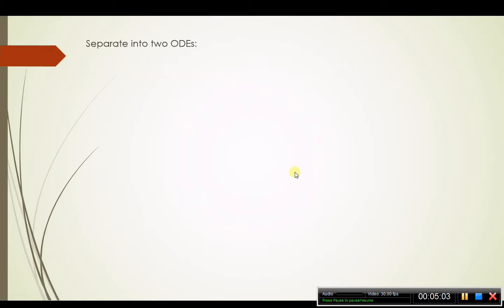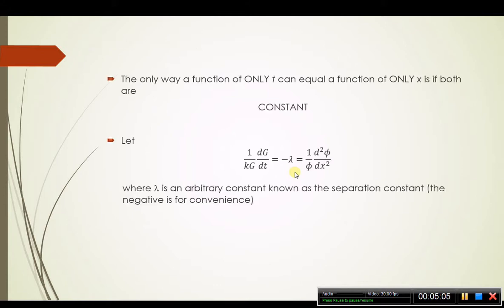Now we can actually separate this into two ODEs. If we look at this side, we have 1 over k g times dg/dt equals negative lambda, and then looking at the right-hand side, we have 1 over phi times d squared phi/dx squared equal to negative lambda.